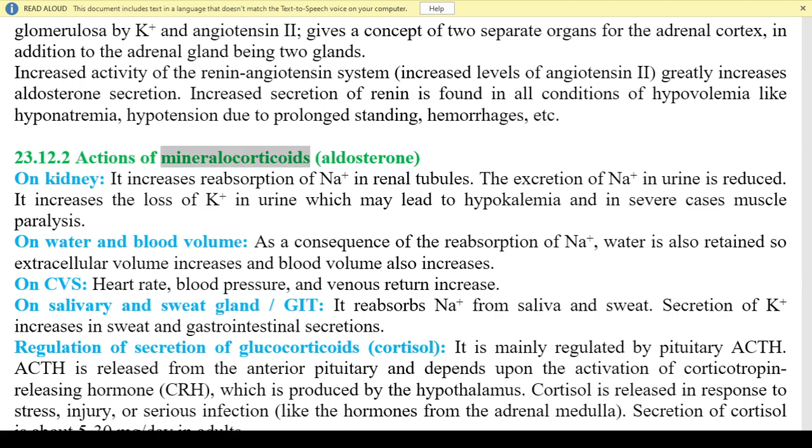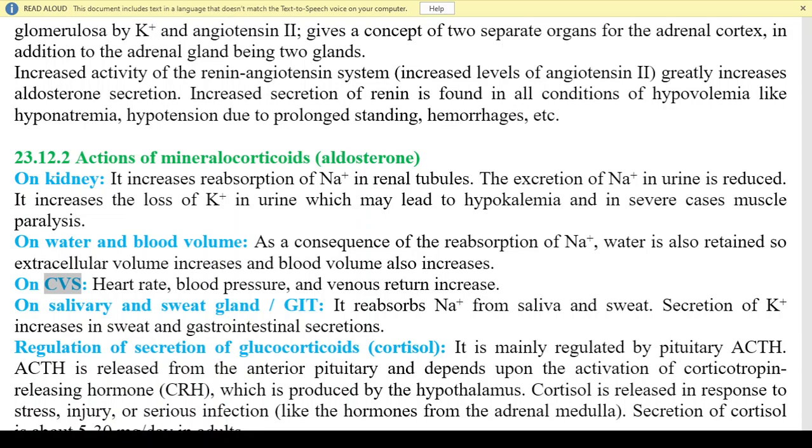3.12.2 Actions of mineralocorticoids, aldosterone. On the kidney, it increases reabsorption of Na+ in renal tubules. The excretion of Na+ in urine is reduced. It increases the loss of K+ in urine, which may lead to hypokalemia and, in severe cases, muscle paralysis. On water and blood volume, as a consequence of the reabsorption of Na+, water is also retained, so extracellular volume increases and blood volume also increases.